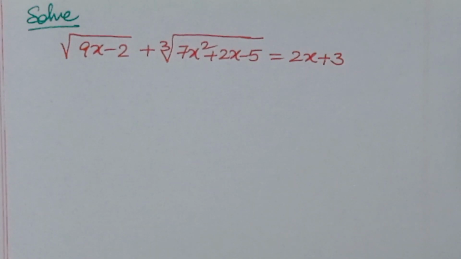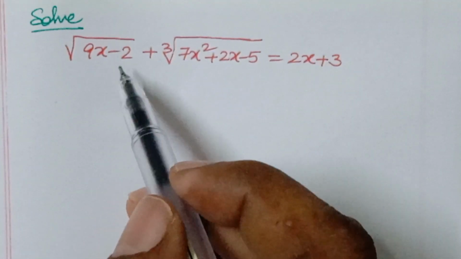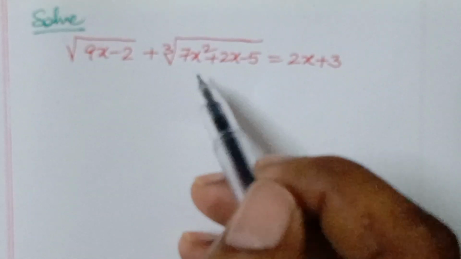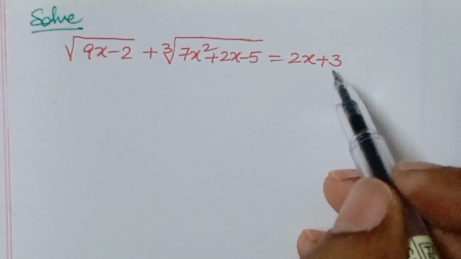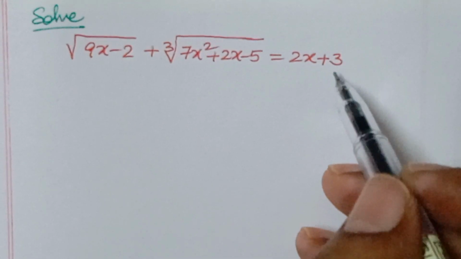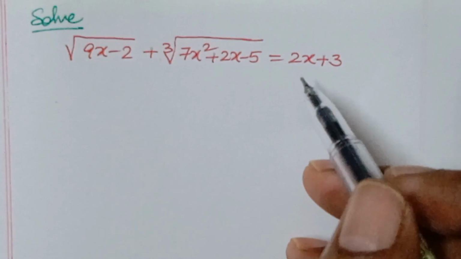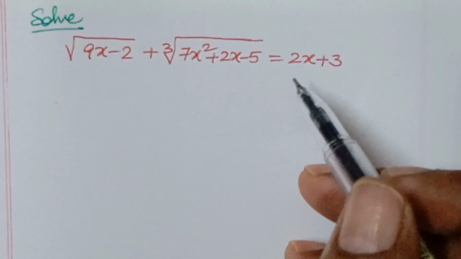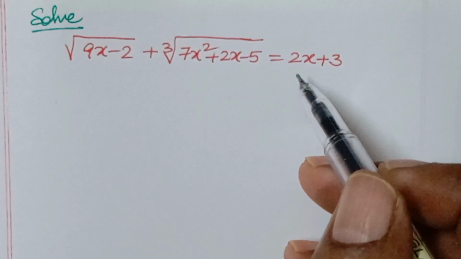Today we are looking at an Olympiad problem. Given, solve: square root of 9x minus 2 plus cube root of 7x square plus 2x minus 5 is equal to 2x plus 3. So here some logic is there. That's why this problem is selected. As you are going to solve this problem, pause the video for 10 seconds and try it.